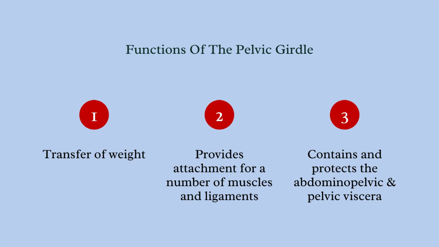The major functions of the pelvic girdle include transfer of weight, providing attachment for a number of muscles and ligaments, and containing and protecting the abdominopelvic and the pelvic viscera.